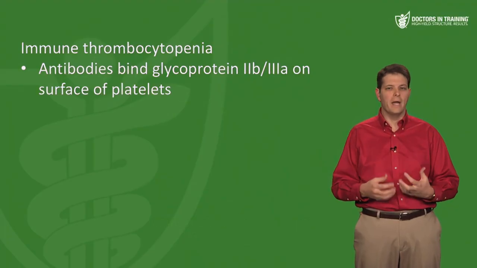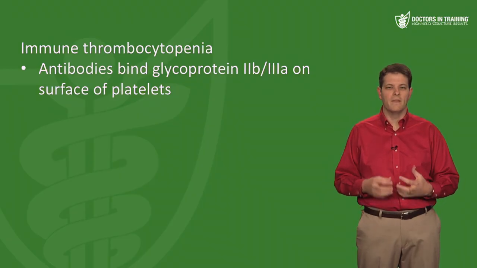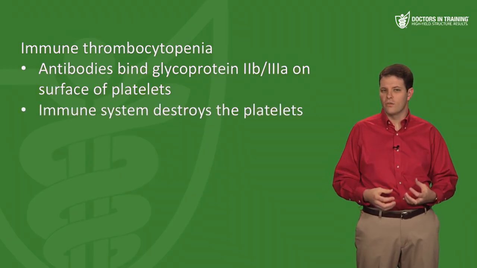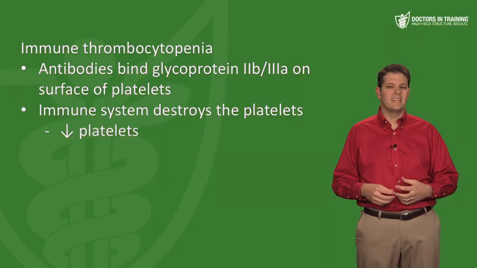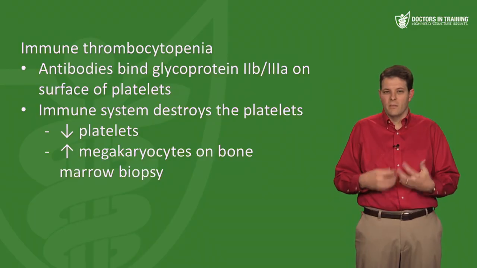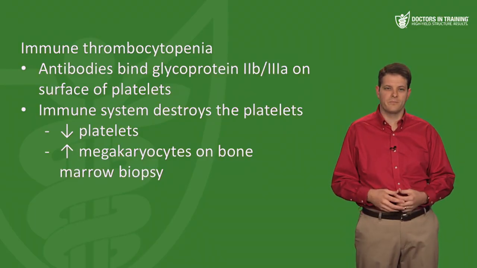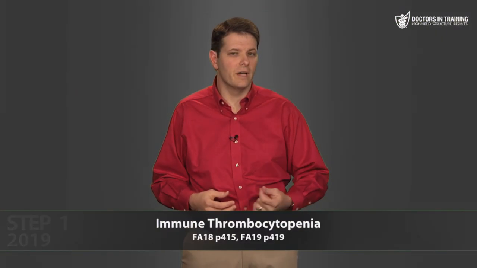So these antibodies bind to 2b3a on the surface of the platelets, and then the immune system removes and destroys those platelets. So the platelet count is going to be low. And if you did a bone marrow biopsy, you would see increased megakaryocytes because the bone marrow is trying to churn out more platelets. I also think it's worth knowing how we treat ITP.